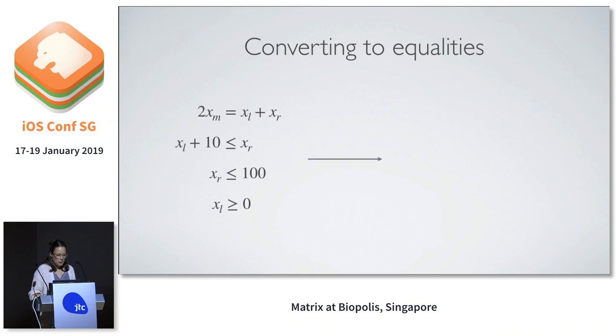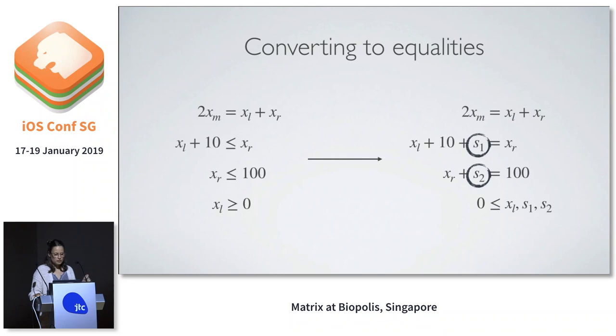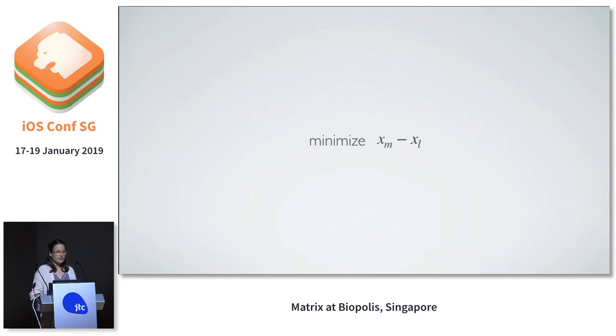So first step, let's convert to equalities. We are going to do that by adding a slack variable. If you look at the line xl plus 10 is less than or equal to xr, we can say that xl plus 10 plus something equals xr. That is what this slack variable is there for. It just represents the space, so we can make it an equation. Same with this line. And then we're going to list these two being greater than or equal to zero as a requirement here.